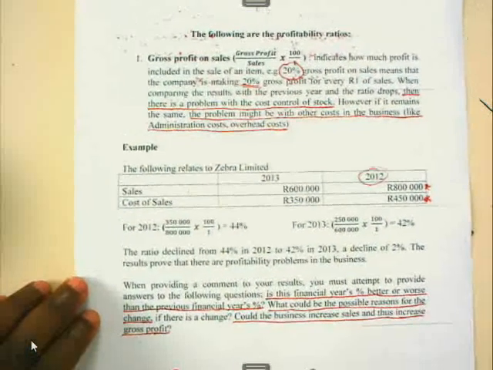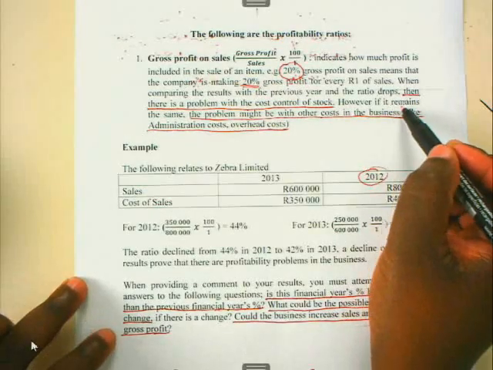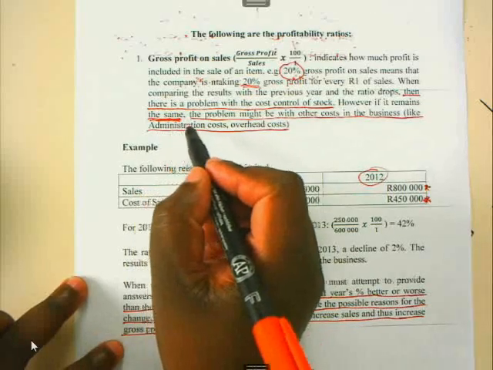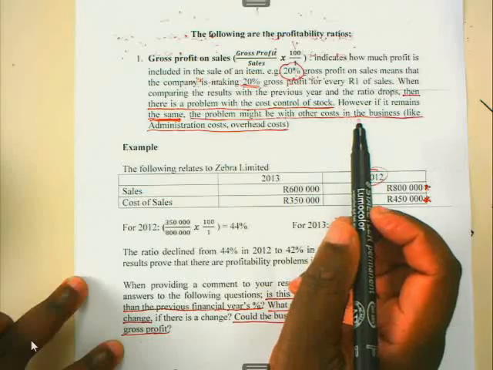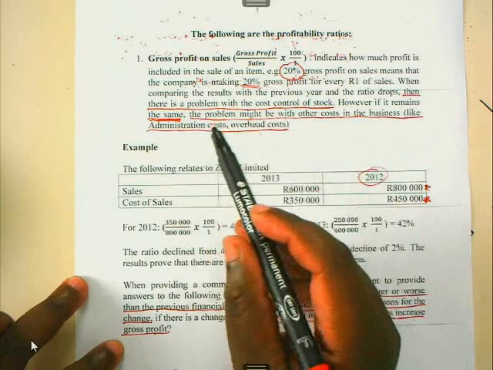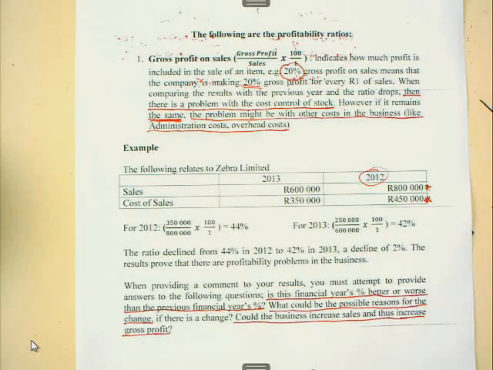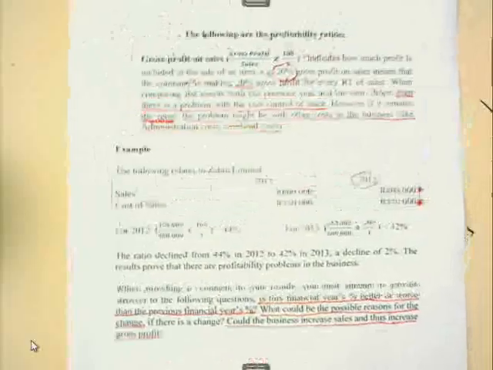Let us look at our reasons and remind ourselves of what we said. We said, if the ratio remains the same, like it is in this result, then the problem might be with other costs in the business, like administration costs and overhead costs. It says now the problem is not with the stock control. The stock is controlled well in the business, but now the problem lies with other costs in the business. We made an example of administration costs or overhead costs. Let us hope that we understand that.